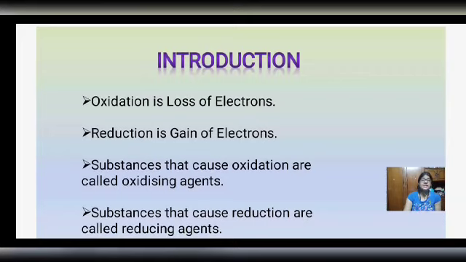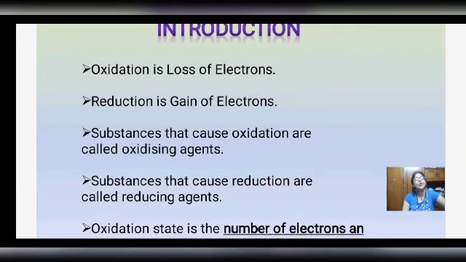Now, substances that are responsible for oxidation are called oxidizing agents, and the substances which are responsible for reduction are called reducing agents. Now, we all know from childhood that oxidation and reduction are such processes that they act at the same point of time. Oxidation and reduction occur simultaneously.